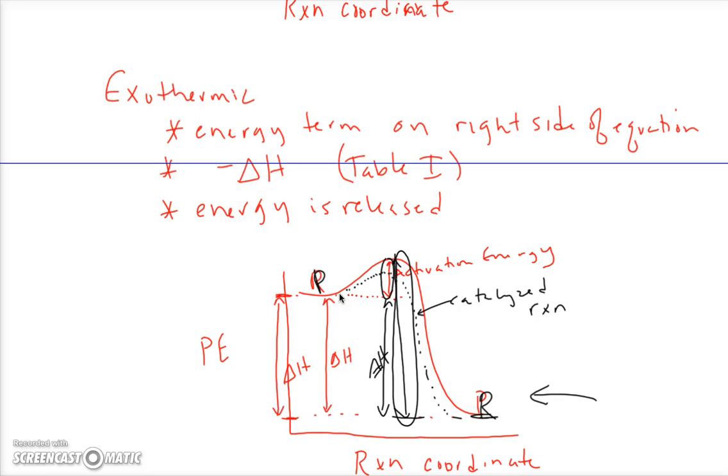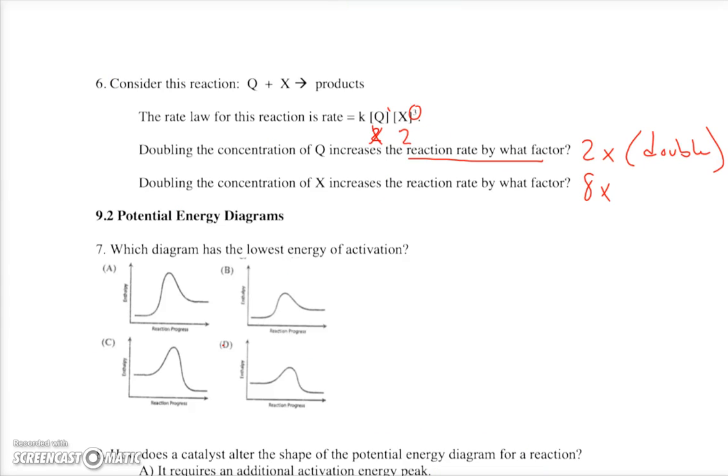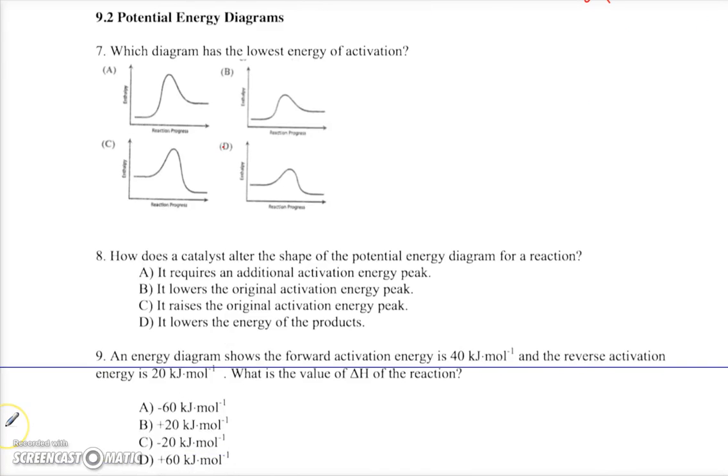All right, let's take a look at our practice problems. We are looking at question number 7. Which diagram has the lowest energy of activation? So you're looking at wherever the reactants start up to the peak, for each diagram. It looks like choice D has the lowest energy of activation.